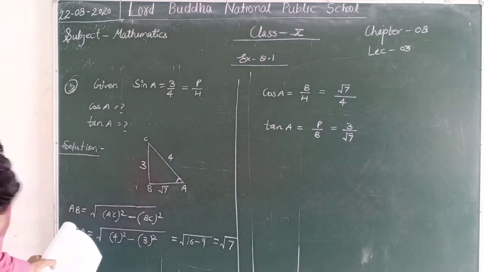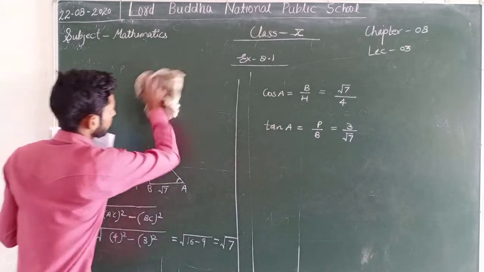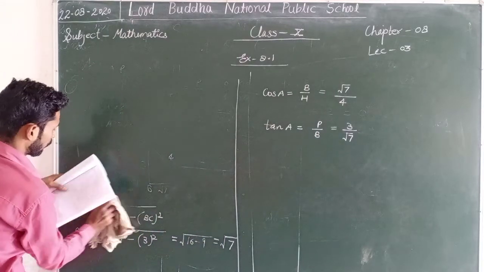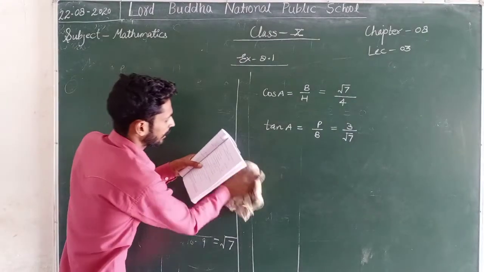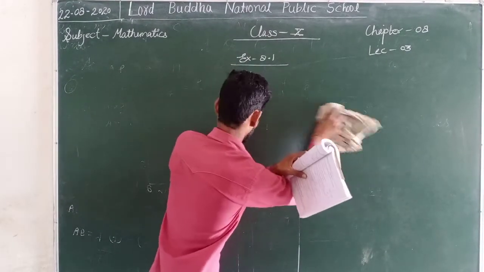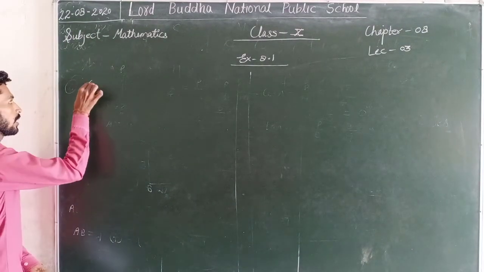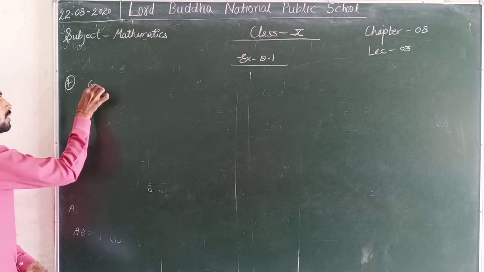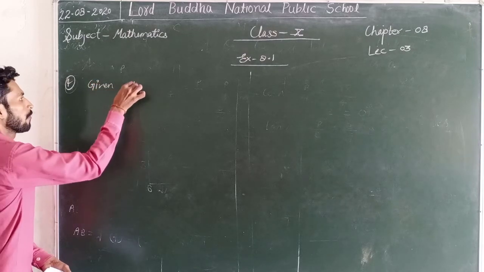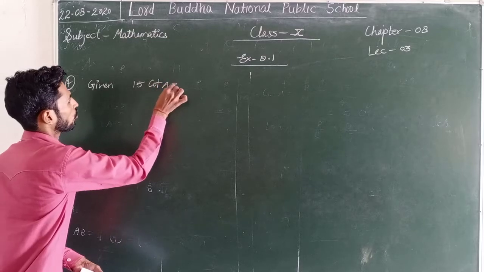In next question, question number 4. In question number 4, it is given that 15 cot A equals 8. Given in question number 4, 15 cot A equals 8.